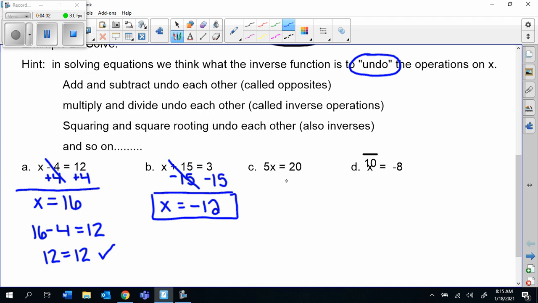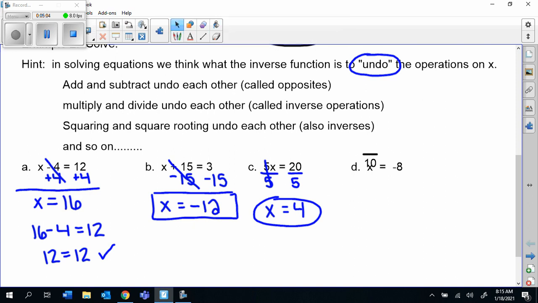Here's an example of multiply. And so 5 and x are being multiplied by one another. What undoes multiplication? Division. And so when we divide both sides by 5, that just cancels that out. 5 over itself is just 1. And 20 divided by 5 is 4. Oh, and it looks like, let's see if I can fix this quickly.